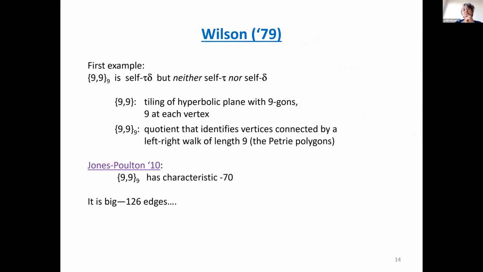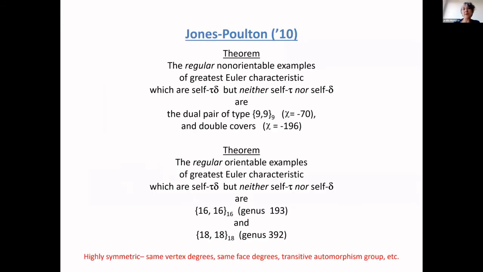So the first example that they were able to come up with is a graph where you take a tiling of the hyperbolic plane with 9-gons. So you put 9-gons at each vertex. And then you identify vertices connected by left-right walks, the Petrie polygons in there. And that gives you a regular map. It has characteristic -70. It's got 126 edges. It's freaking huge. All right. And that was the only example that folks were able to come up with.